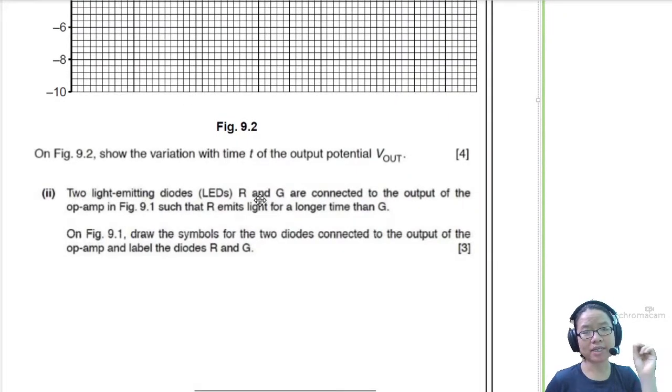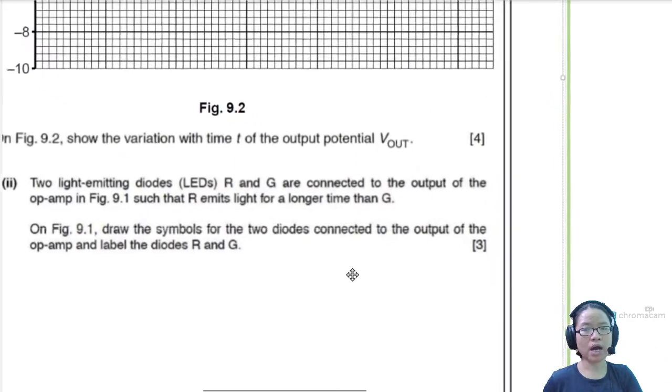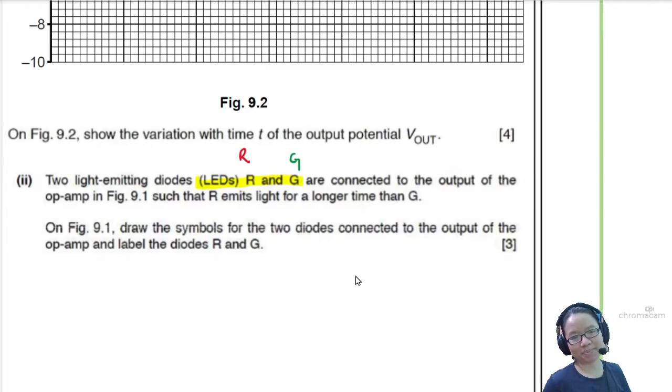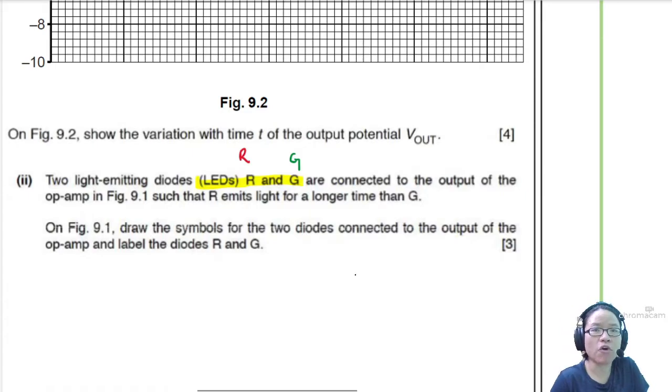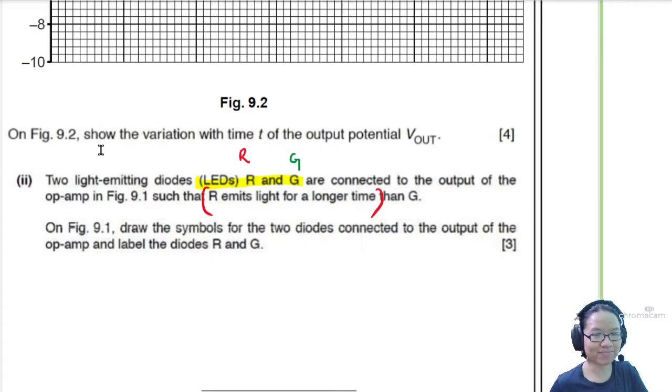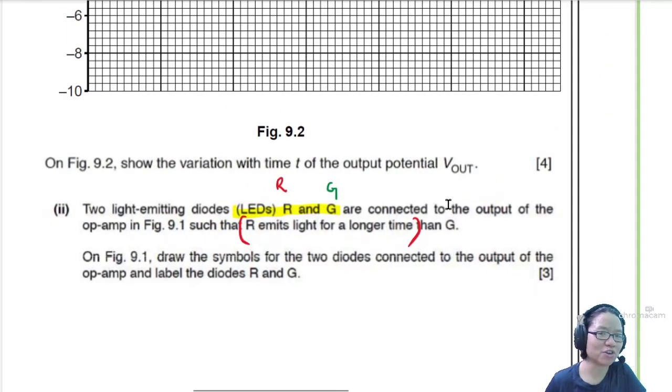Two LEDs, R and G, are connected to the output. I presume red and green traffic lights, connected to the output of the op-amp, such that R emits light for a longer time. Red light longer than G. On figure 9.1, draw the symbols of the diode connected to the output of the op-amp and label the diodes R and G. But before that, show the variation with time t of the output potential. Alright, let's do this part first.